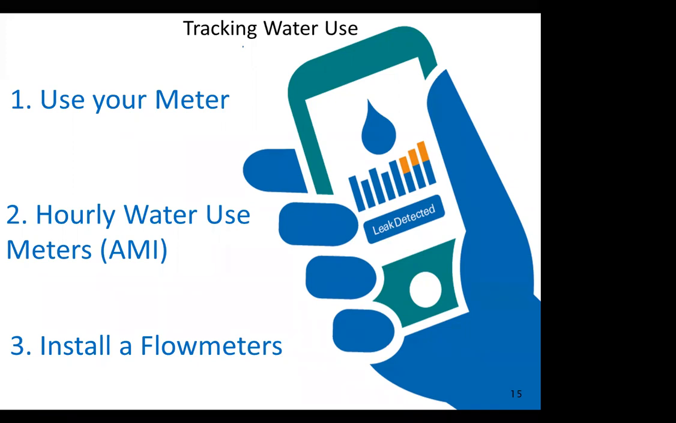Second, we are piloting meters that can record water use automatically every hour. Around 5% of our meters have this technology. You can log in online to view if you have one of these meters. Third, you can install flowmeters to monitor your water use automatically. Let's start on our customer portal and look at leak data more closely.